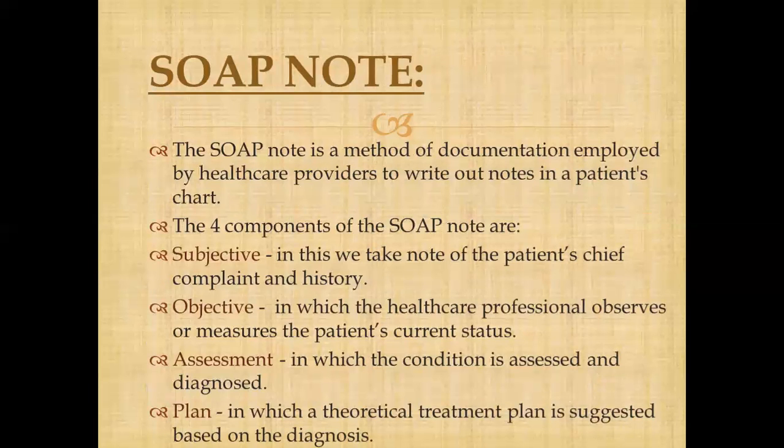Now we have SOAP notes. The SOAP note is a method of documentation employed by healthcare providers to write out notes in a patient's chart. The four components of the SOAP note are: Subjective, in which we take notes of the patient's chief complaint and history. Objective, in which the healthcare professional observes or measures the patient's current status. Assessment, in which the condition is assessed and diagnosed. Plan, in which a treatment plan is suggested based on the diagnosis.